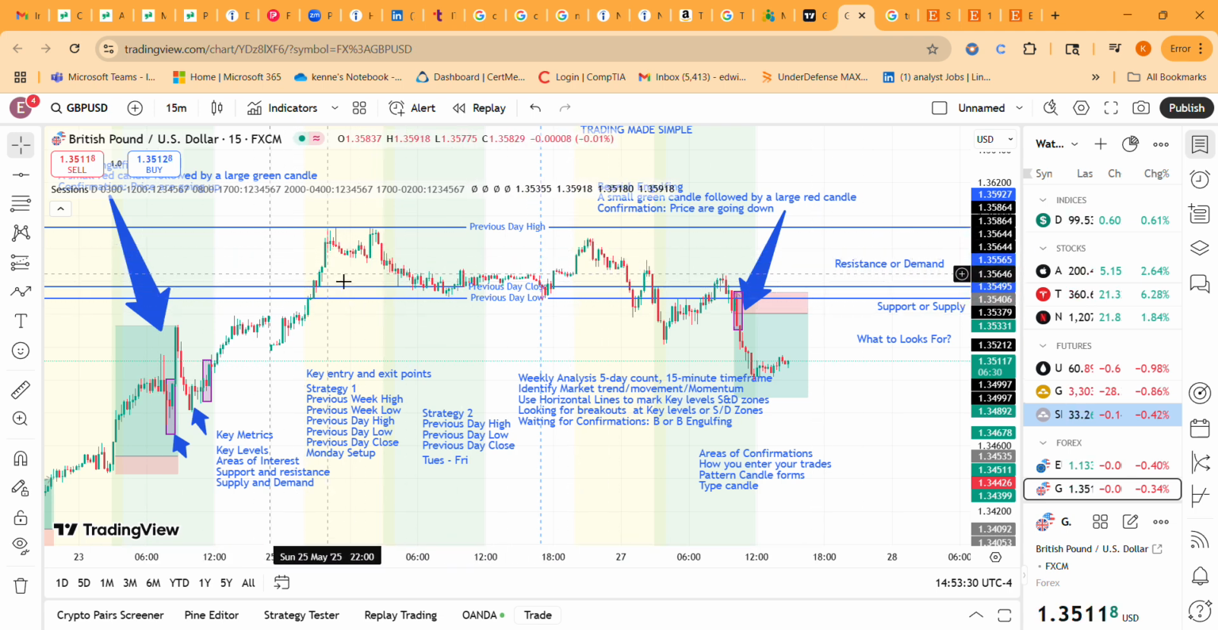We only trade whenever there is a break, whenever it breaks above. Example here, it broke above here, so we had a confirmation here.